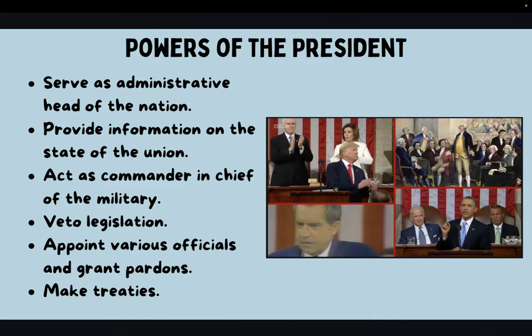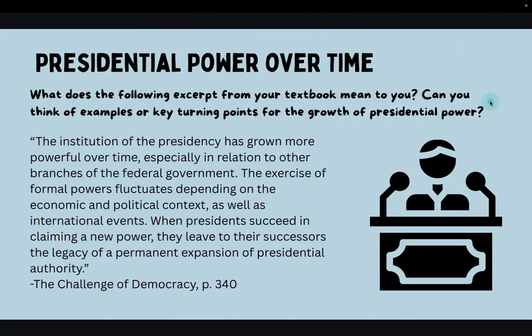Also, the president and Congress both have roles in international relations. The president can make treaties with other nations, but Congress has important roles in that as well.